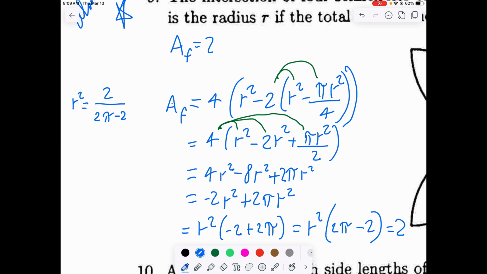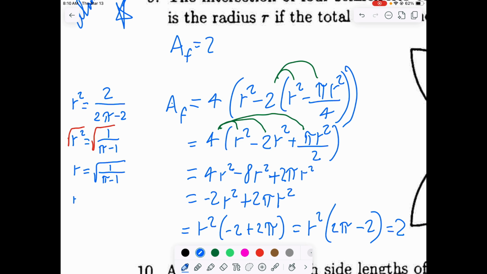Pretty good. Notice how there's a 2, a 2, and a 2. I can factor that out, cancel out the 2's. So I end up with r squared is equal to 1 over pi minus 1. And then I need to take the square root of both sides. So r is equal to the square root of 1 over pi minus 1.